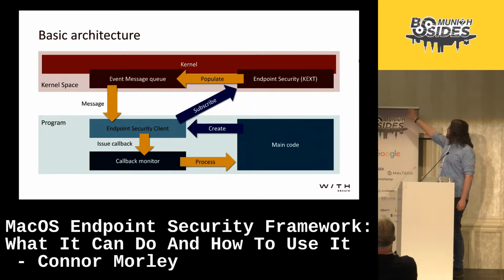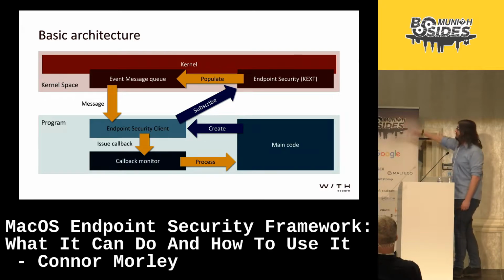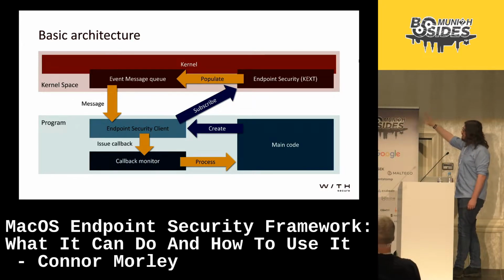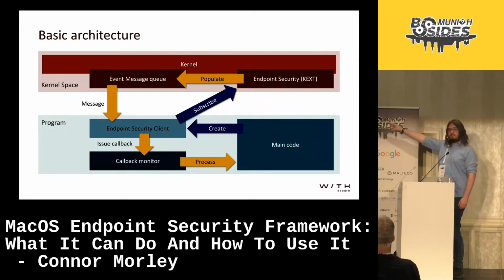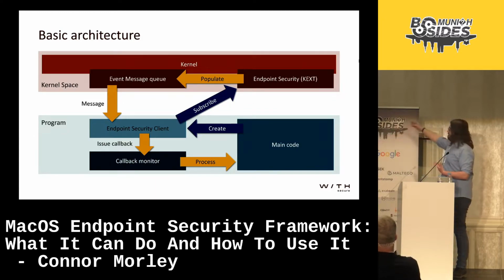The endpoint security kernel extension then populates an event message queue in the kernel space, and then pipes that out to your endpoint security client, which you have already subscribed, which you use to subscribe to the kernel extension. Then on each message, a callback is generated, which you can have a callback monitor, and then each message that's received can be processed back into your main code for detection purposes.